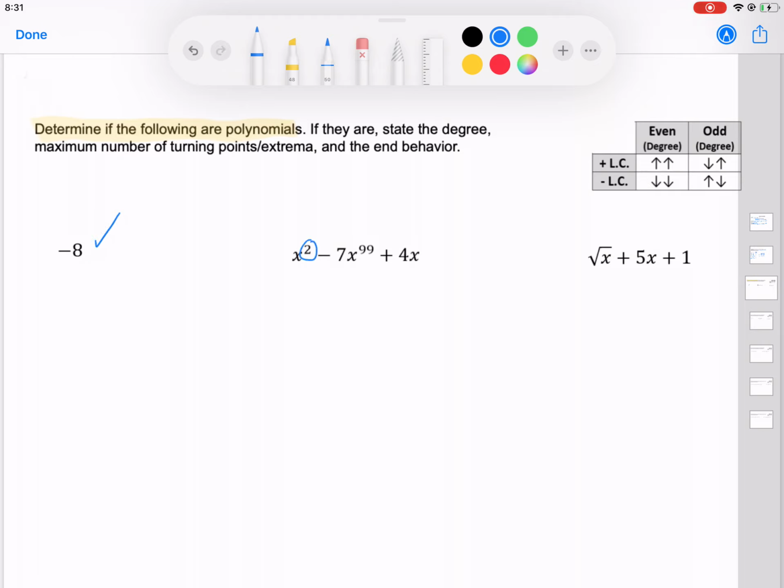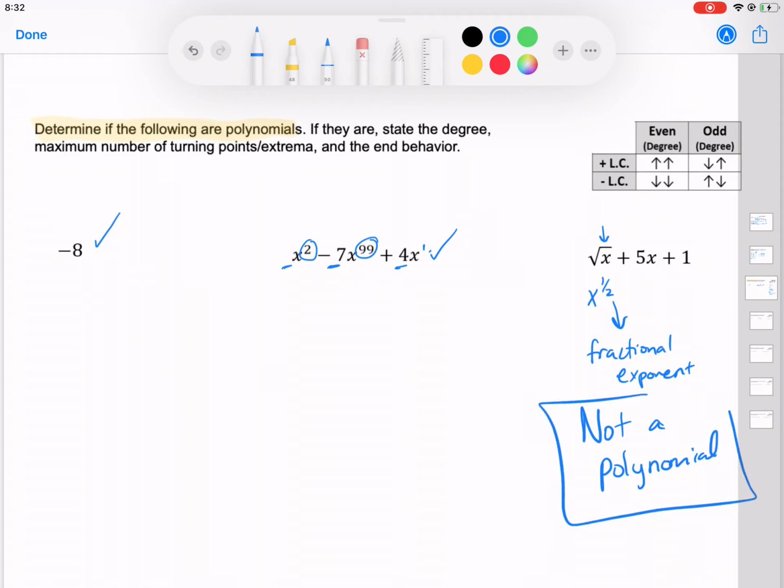These ones, we've got x squared, x to the 99th, x to the 1st. That all looks good. The other thing you're looking out for is making sure the numbers in front are real numbers. You just don't want imaginary numbers, so we're good there. No i. This term though, square root of x, is actually the same thing as x to the 1/2. Since this is a fractional exponent, this is actually not a polynomial. So really just watch out for those exponents. That's the biggest thing you're going to be looking out for.